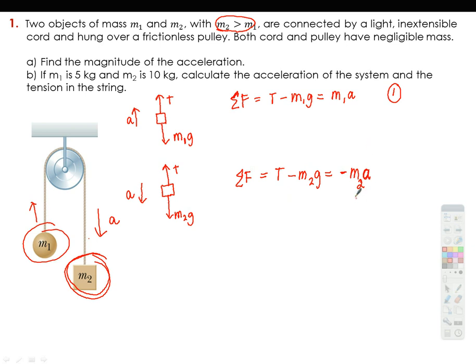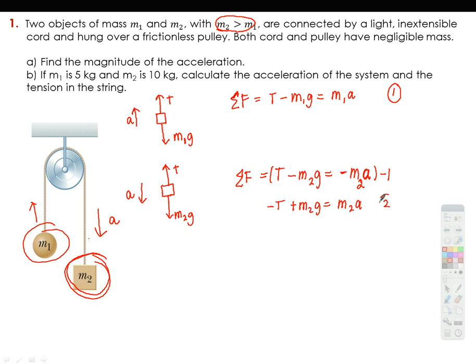Okay, and then after that, what I'm always doing is just making this M2a positive by multiplying both sides by negative 1. So if I multiply both sides by negative 1, this will be negative T, positive M2G, and then M2a.